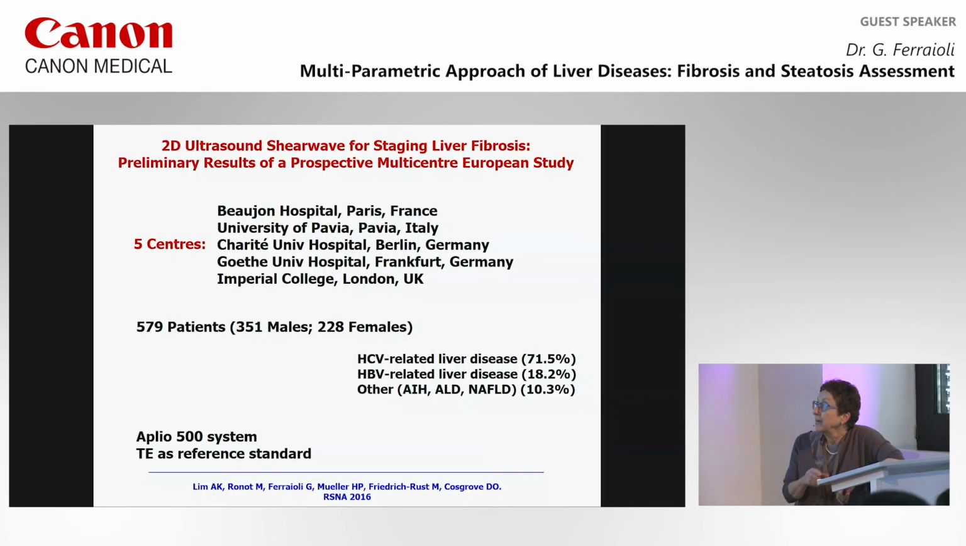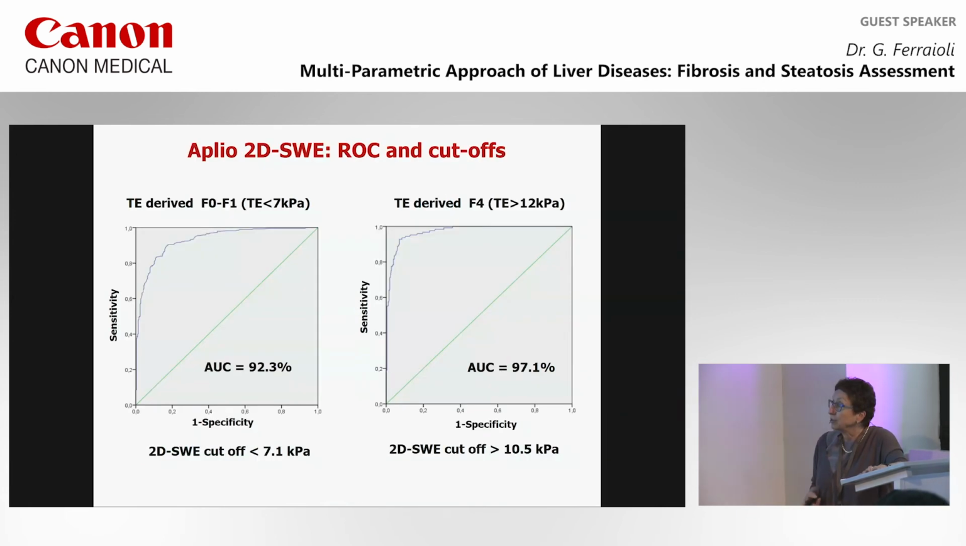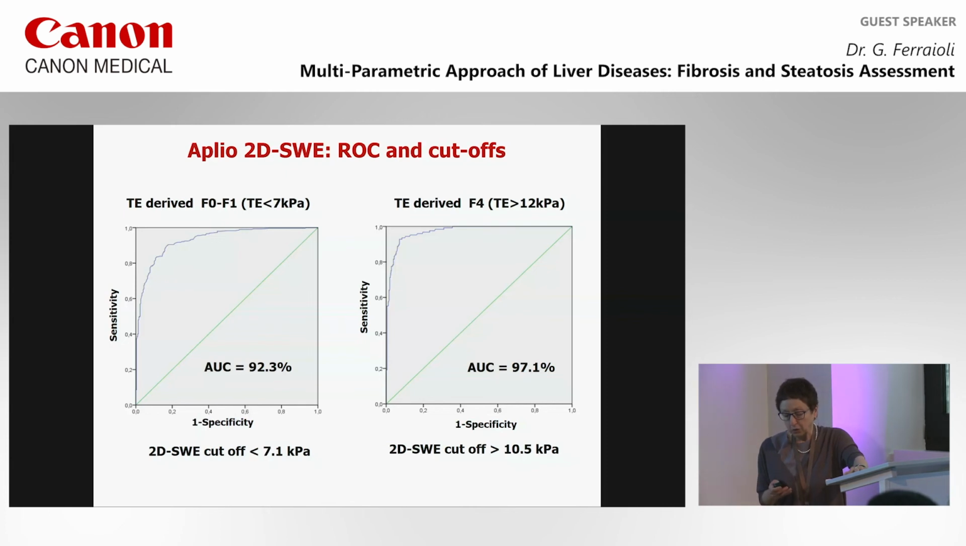The accuracy study has been tested also in a multi-center study. I hope that the study is available soon, is published soon. And again, we used the Canon system and transient elastography as in the pilot study. The majority of patients were patients with chronic hepatitis C, two thirds of patients had chronic hepatitis C. It was confirmed a high accuracy of the technique in staging liver fibrosis.